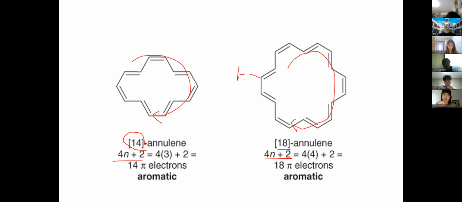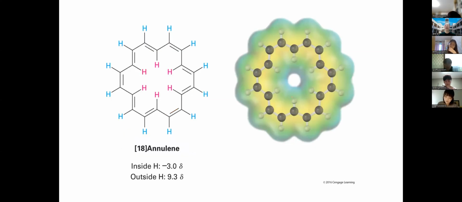Outside protons will be de-shielded. It goes downfield in NMR. Inside here, it may be an upfield shift. Benzene does not have inside protons, so that's why we didn't see that. But in this annulene, the 18-annulene, we can see that. Inside, it is about -3 ppm. Delta is the ppm, the unit. And outside is 9 ppm.